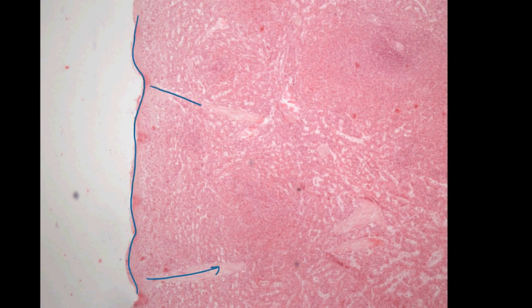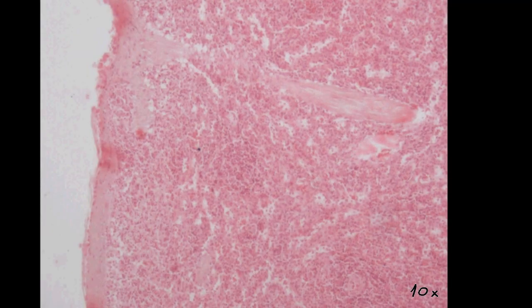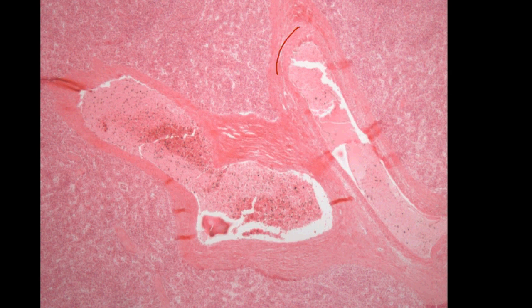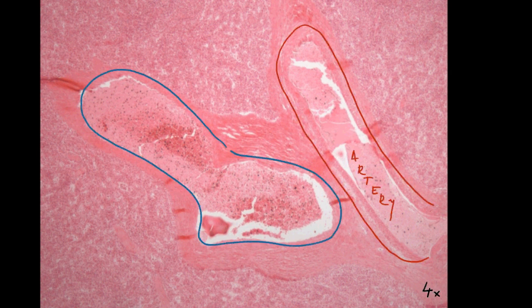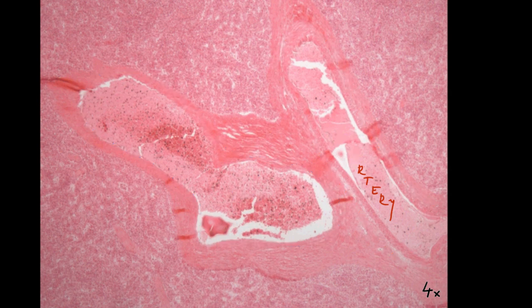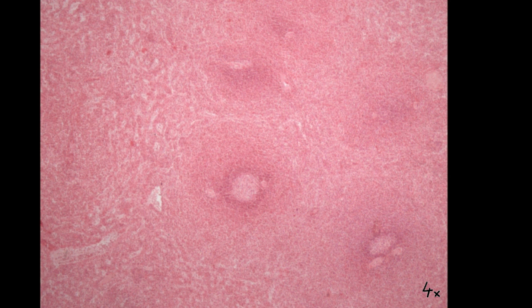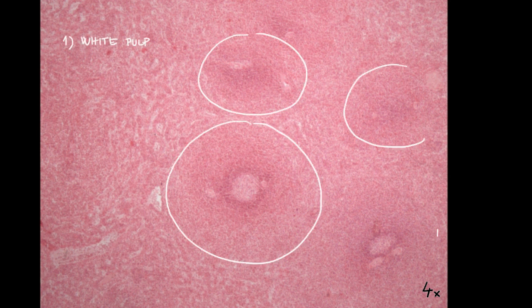Trabeculae extend from this capsule and divide the spleen into compartments. Imagine trabeculae as columns. We already saw them in the second part about the lymph node. Trabecular arteries come deeper through the trabeculae. They further divide in the spleen. You can also see a trabecular vein here. The spleen consists of two major parts, white pulp and red pulp.